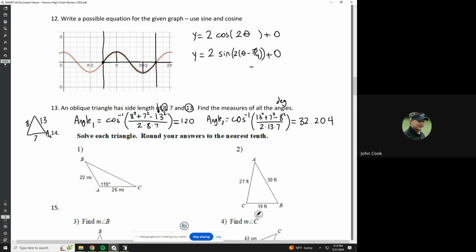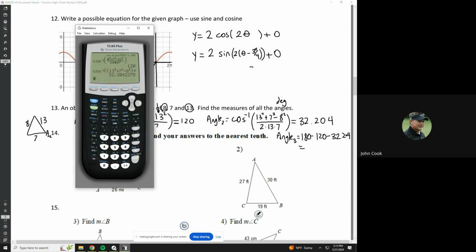Okay, and then if we have 2 of the angle measurements, then we can find the third angle measurement really easily, because all the angles inside of a triangle add up to 180. So angle number 3 is going to be equal to 180 minus 120, and then minus our last angle, 32.204. And just type it into your calculator. Let's see what we get. So 180 minus that number, 120, and then minus the other number, that one. So 27.796.